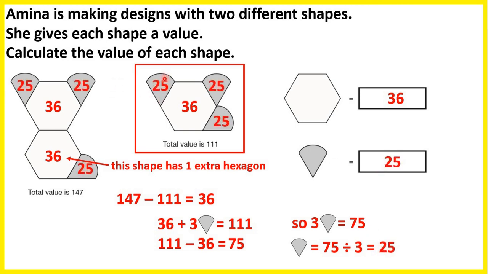And then we can check: 25 plus 25 plus 25 is 75, plus 36 is 111. And we could also check that 25 plus 25 plus 25 is 75, plus 36 is 111, plus another 36 is 147.